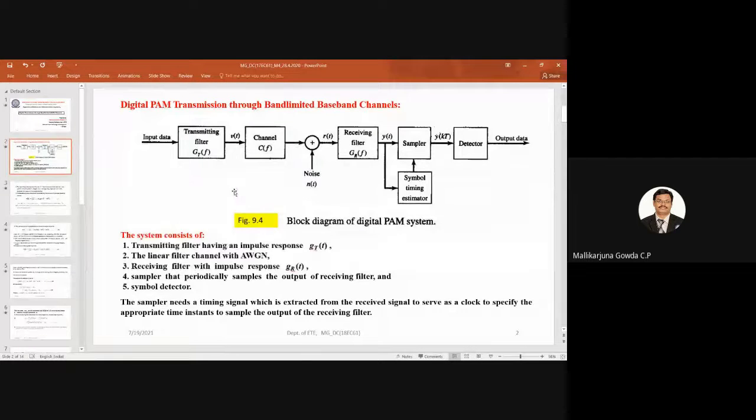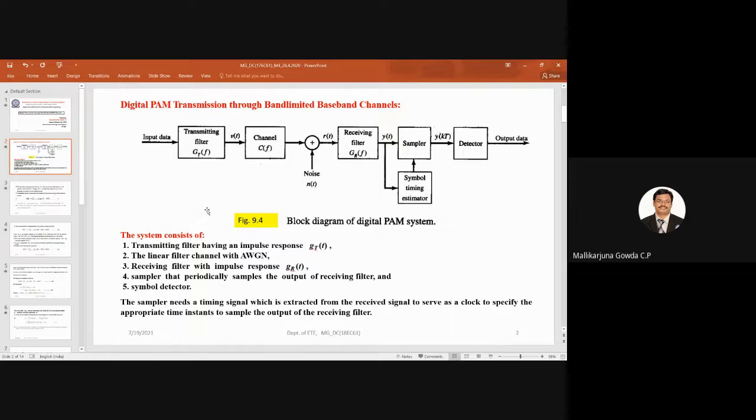So hope you are able to see the block diagram of this digital PAM system. Is it possible for any one of you to read out the blocks? This is a block diagram of digital PAM transmission through band limited baseband channels. What is the first block? Transmitting filter.